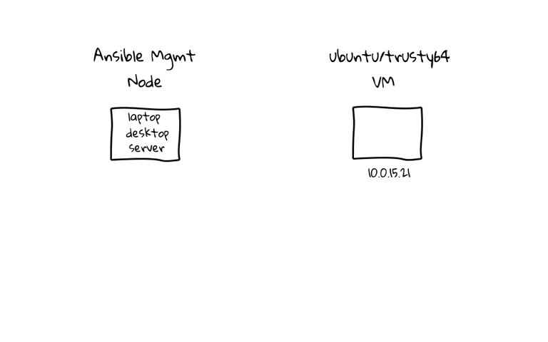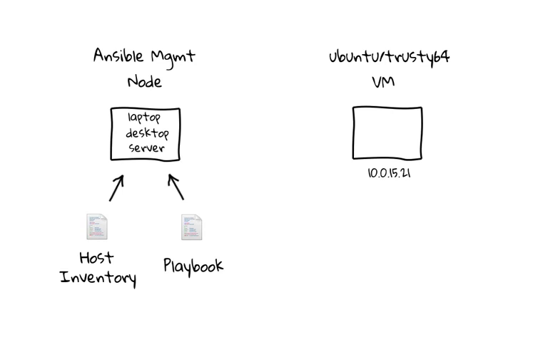Once Ansible is installed on the management node, you will typically need 2 configuration files, something called a host inventory and the other a playbook. The host inventory is basically just a listing of host names or IP addresses for machines that you want to manage, and how they should be grouped together. In the example here, our Ubuntu box has the address 10.0.15.21, so we'll just add this address to our host inventory, likely under the web group since we want this machine to be a web server.